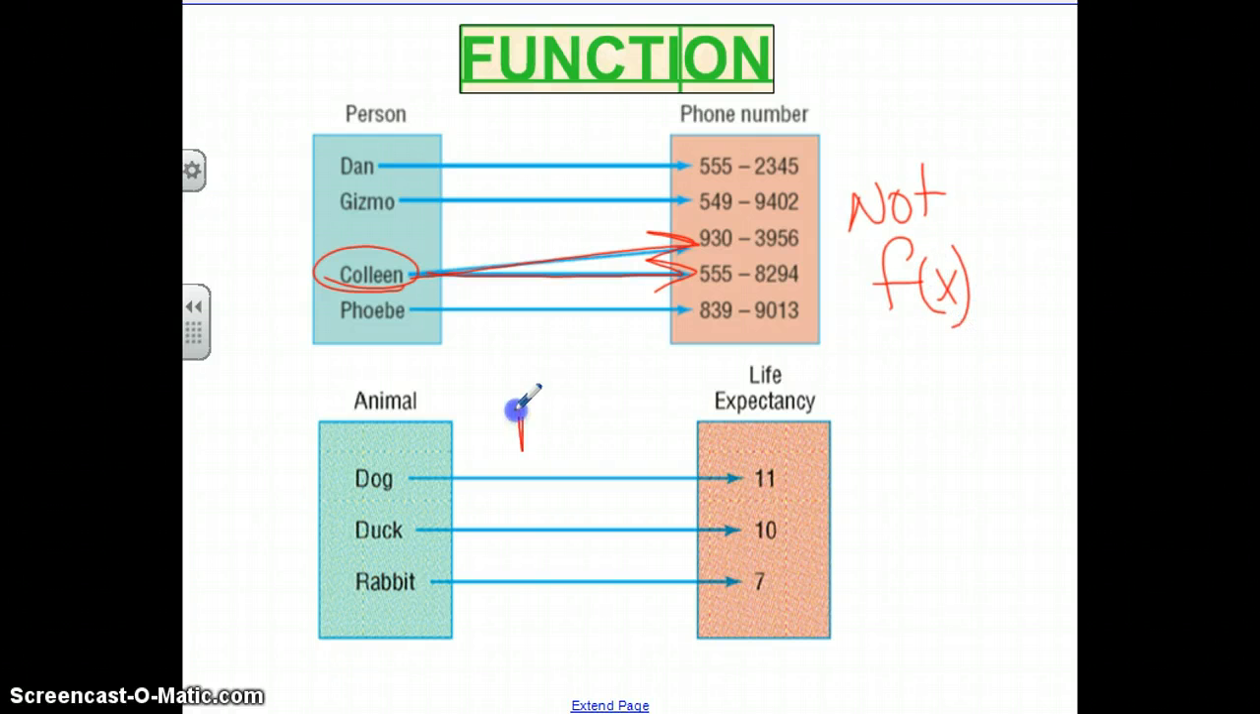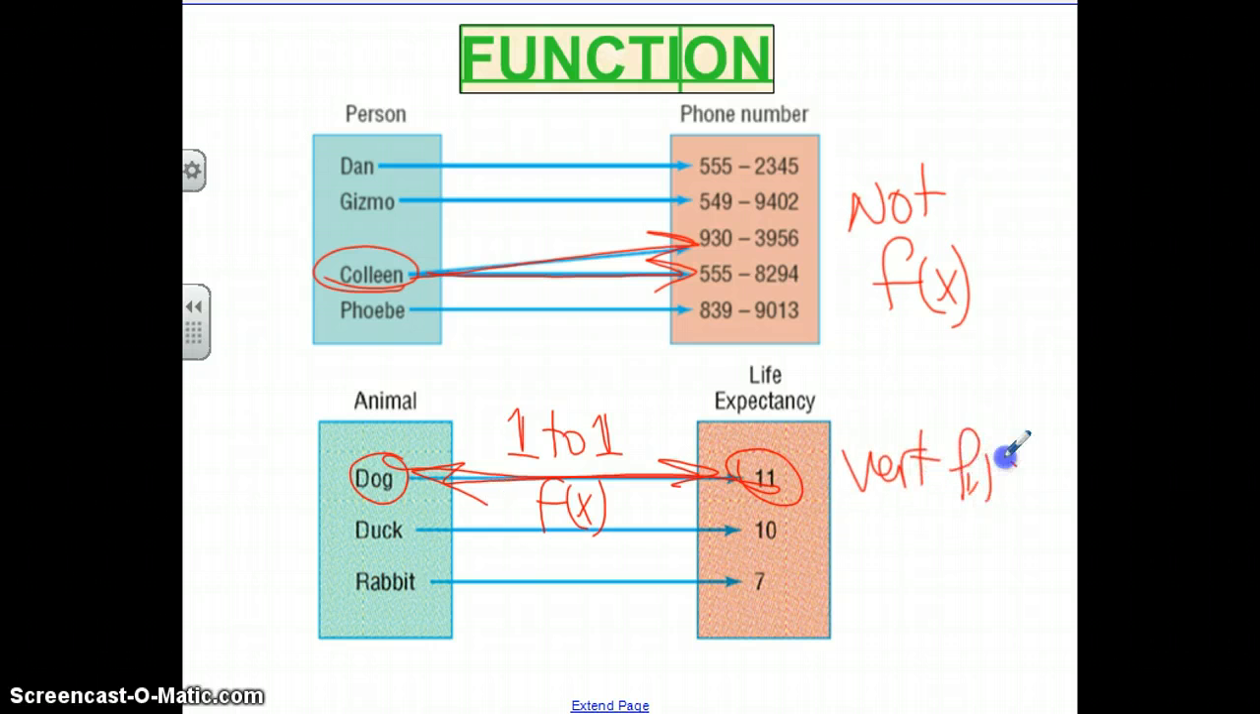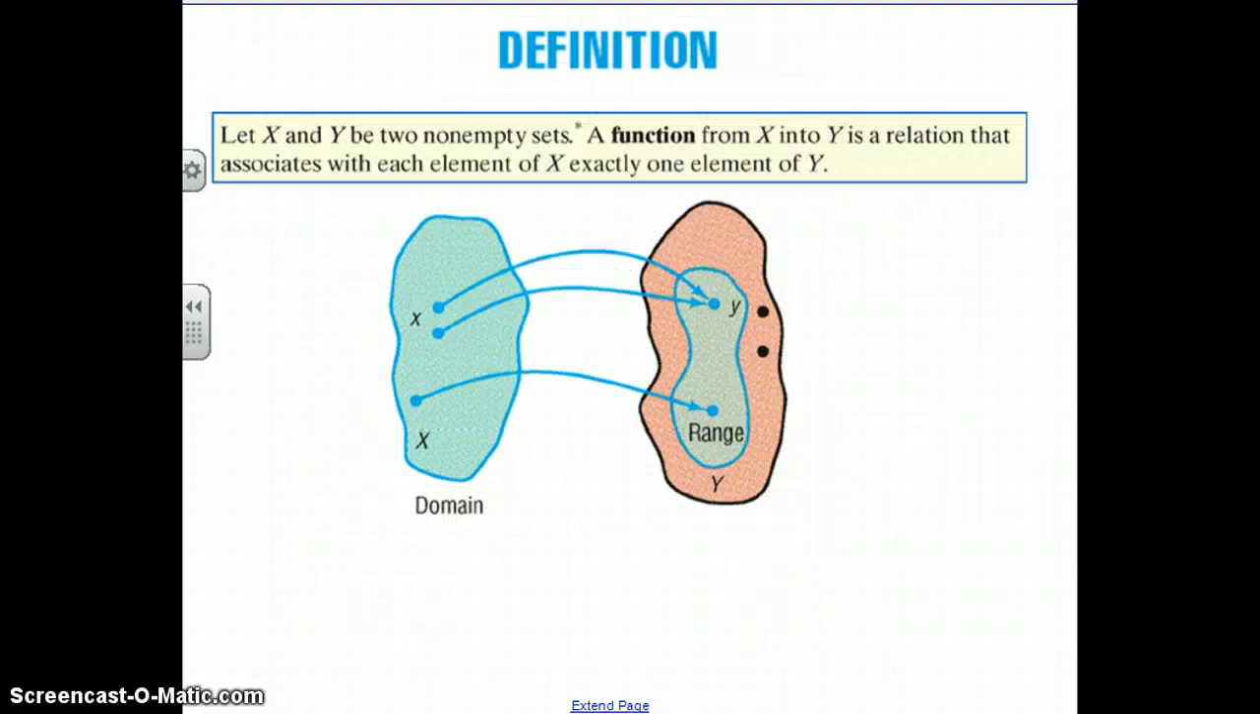This is a special function which we call a one-to-one function. The reason it's one-to-one is because for every x, there's only one y, and for every y, there's only one x. Not only does the vertical line test pass for one-to-one functions, but a horizontal line passes as well. I'll talk to you about the vertical and horizontal line tests in just a moment.